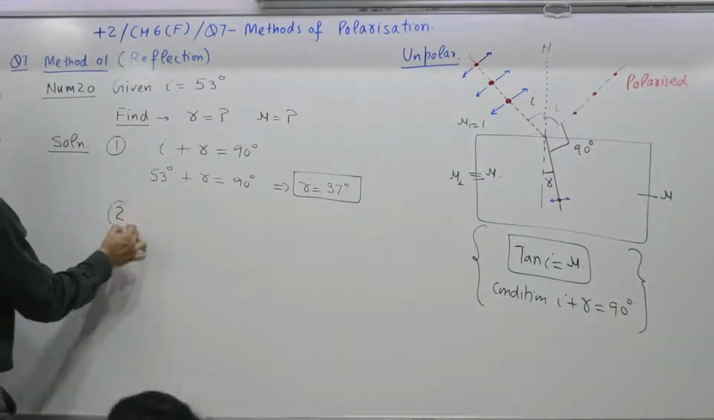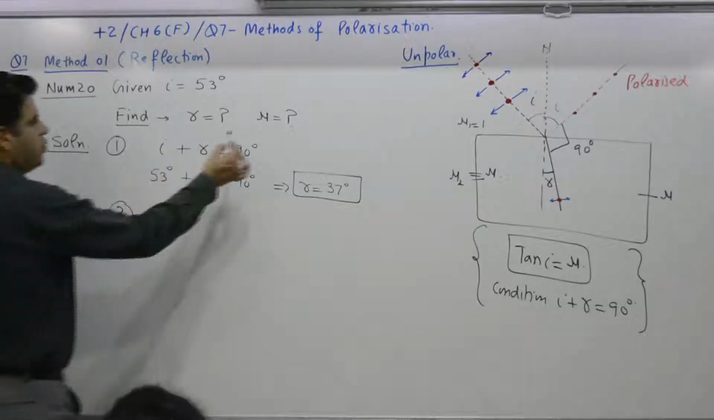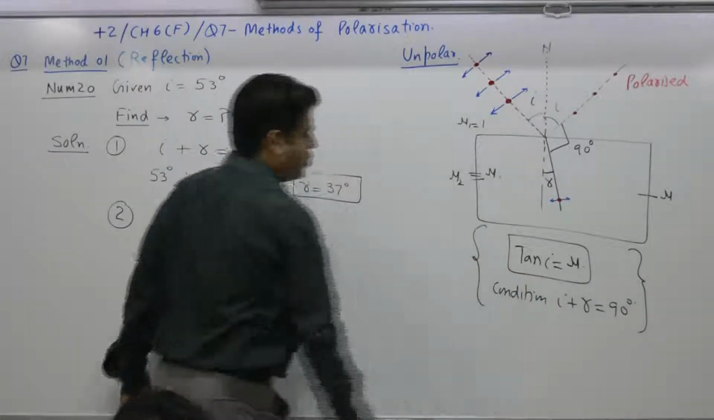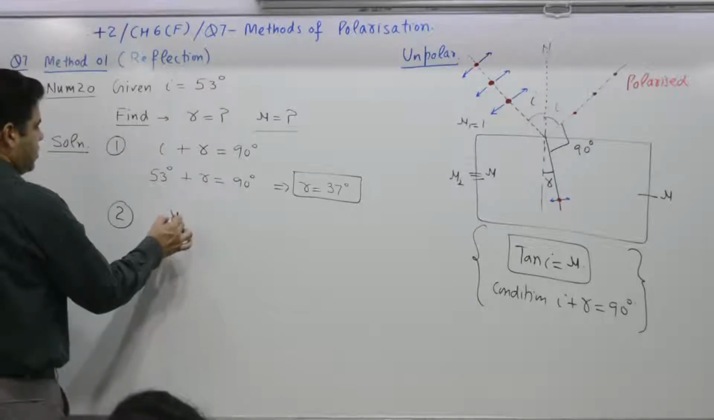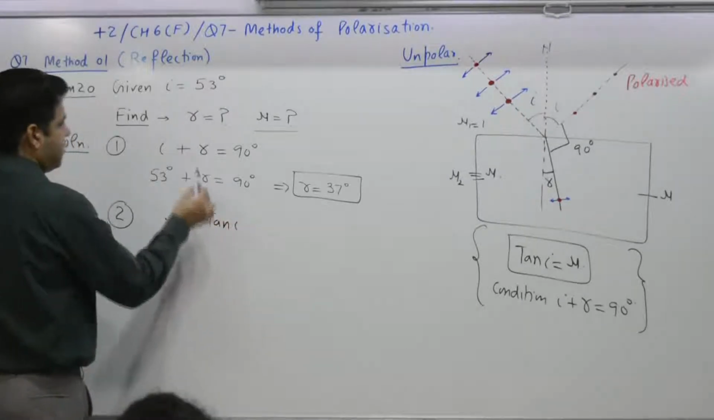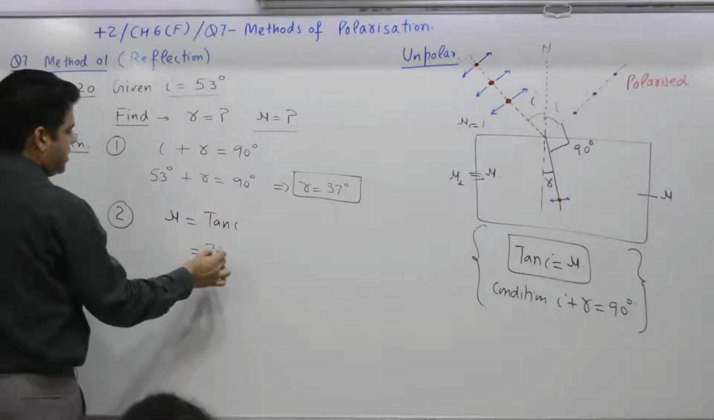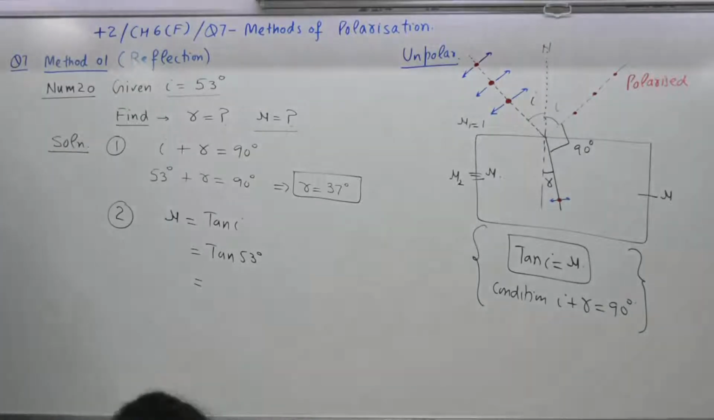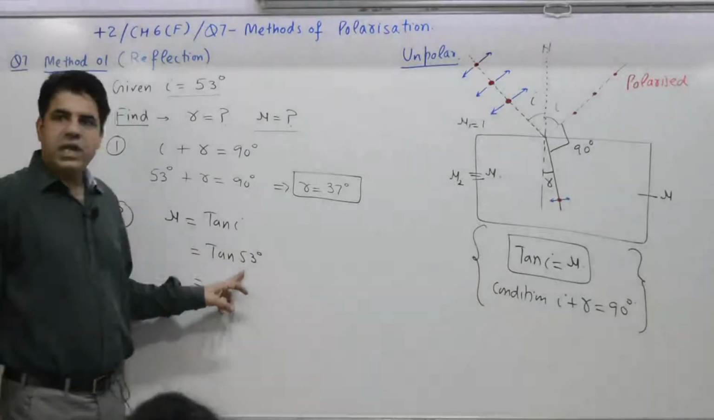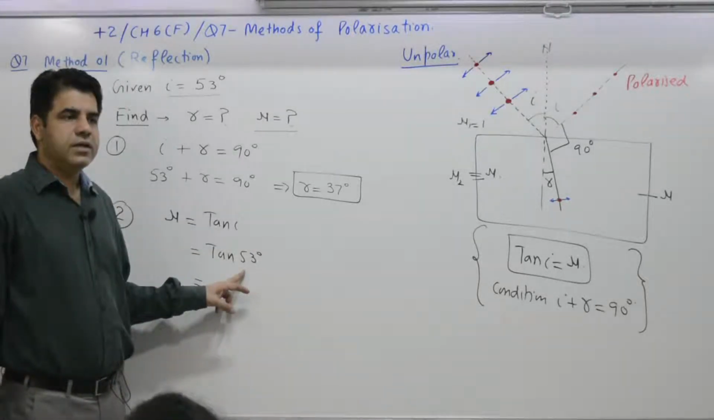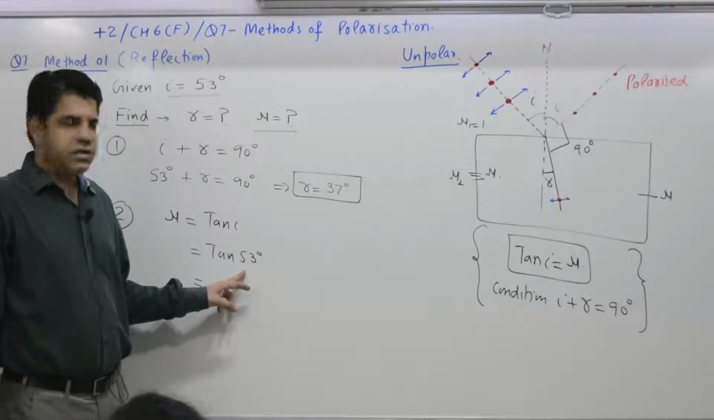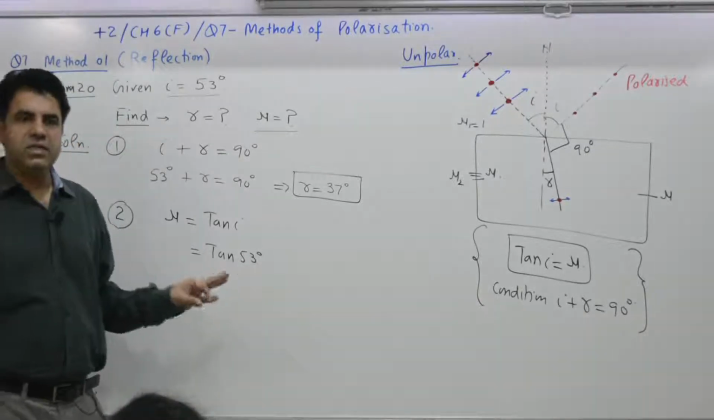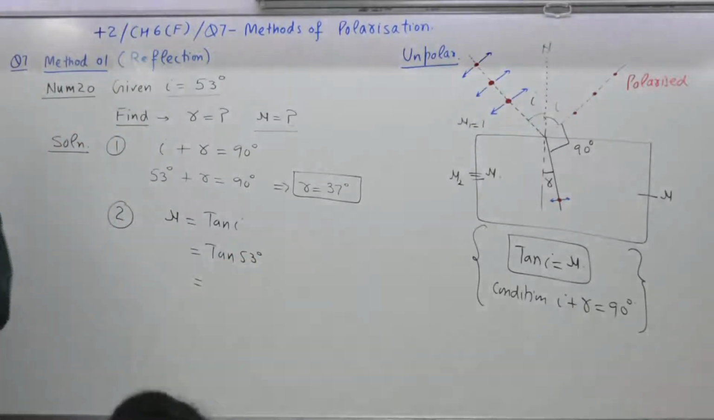Second, you have to find out what? Nu. Condition is tangent I is equal to nu. Nu is equal to what? Nu is equal to tangent I. What is the angle of incidence? 53 degree. Tangent 53 degree is equal to. Now you will have to refer to the table. Tangent 45 is 1. Tangent 60 is root 3, 1.7. So without the table, the only thing you can say is the value lies between 1 and 1.7. Exact, if you refer to the table, then you can come out with the answer.